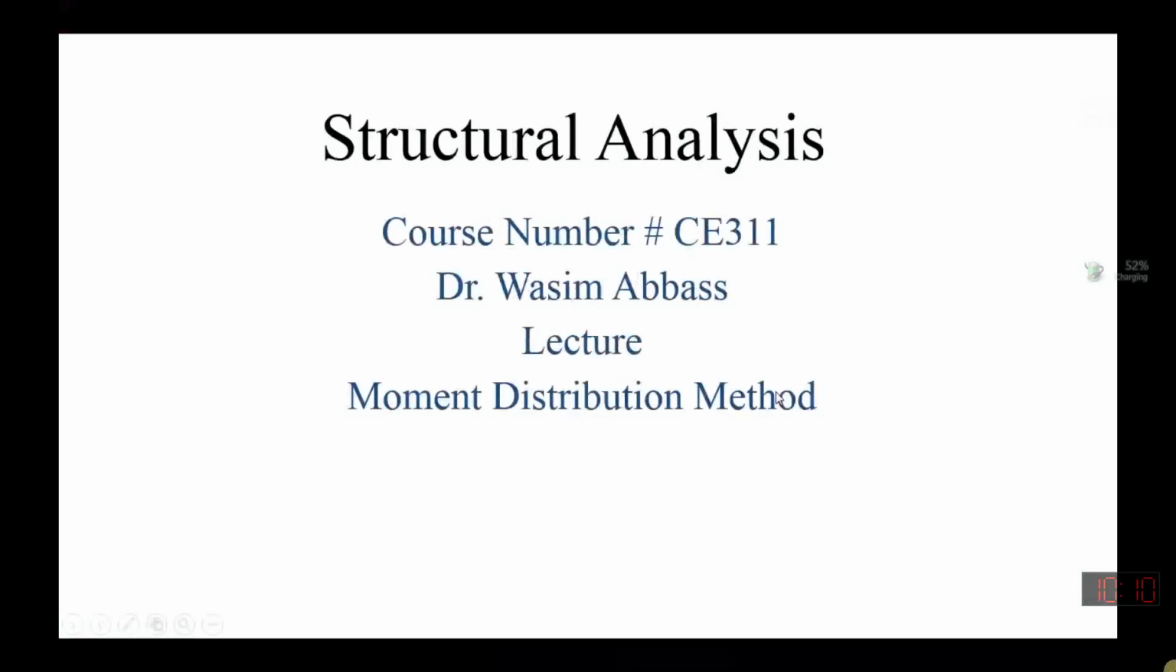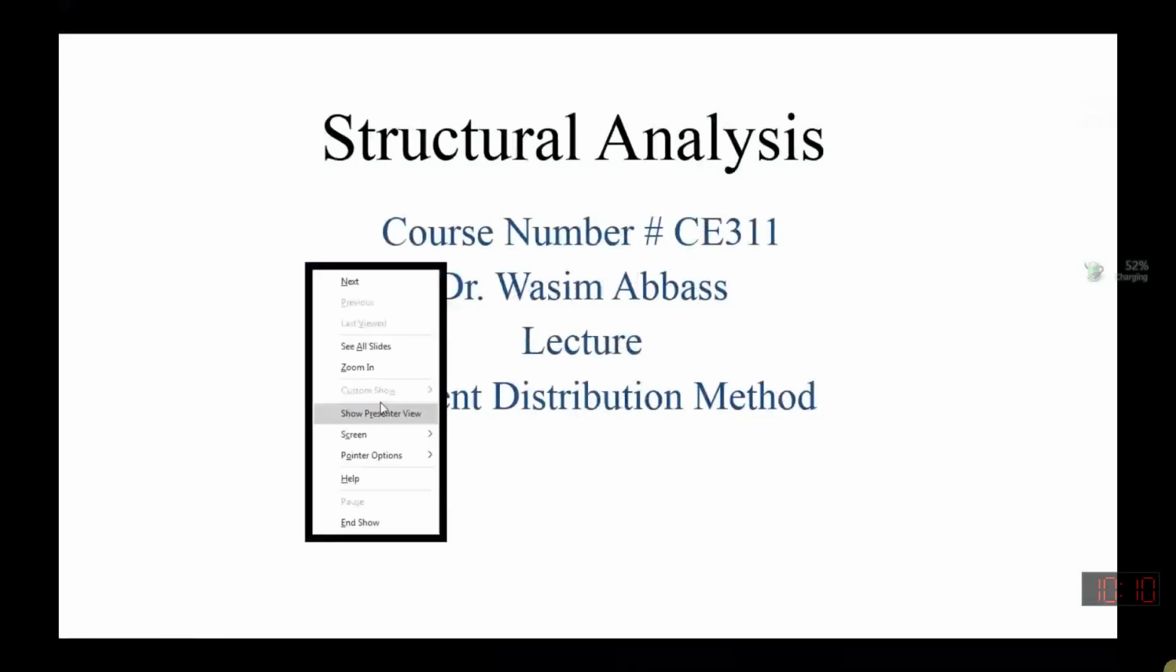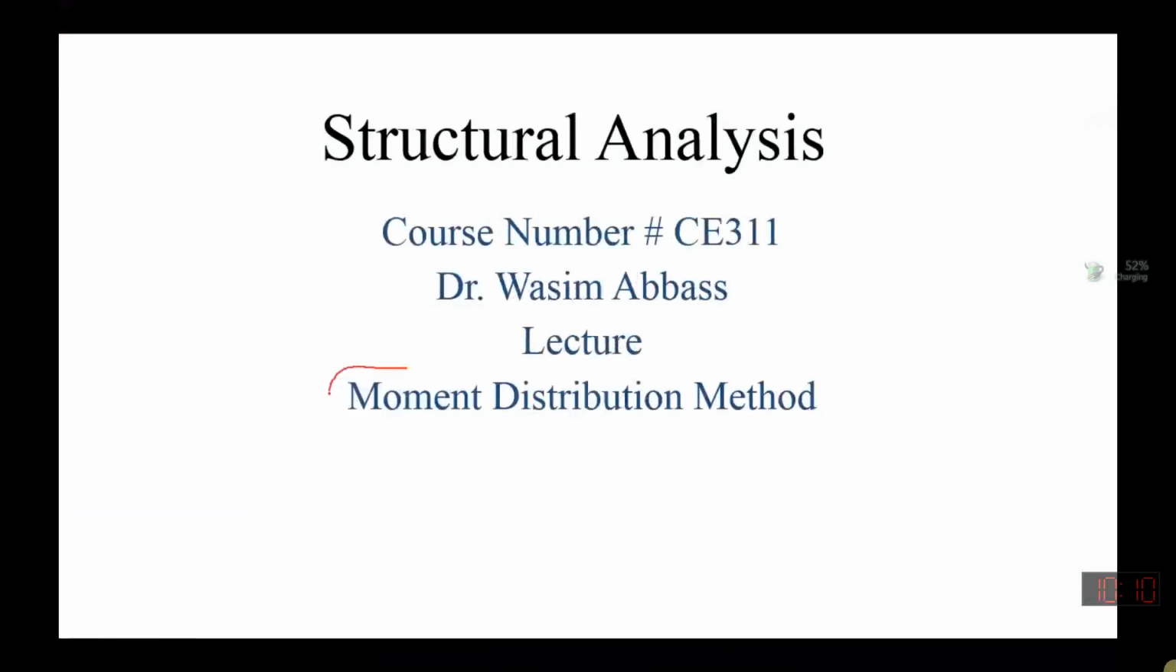Yes, sir. Okay. So this is the second topic we are going to start, that is the moment distribution method. The first one was the slope deflection method. This method also comes under the category of displacement method. So the moment distribution method is the second method we are covering under the heading of displacement method, whereas the force method you have already covered with Dr. Yusuf. What this method states, how it operates, and how we can solve any indeterminate structure with the help of the moment distribution method, we are going to cover, inshallah, in today's lecture.